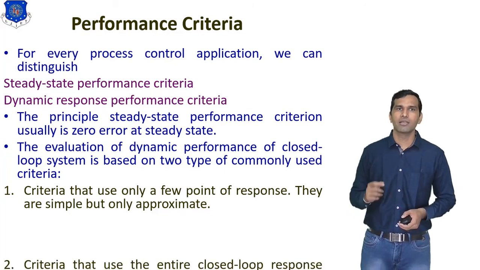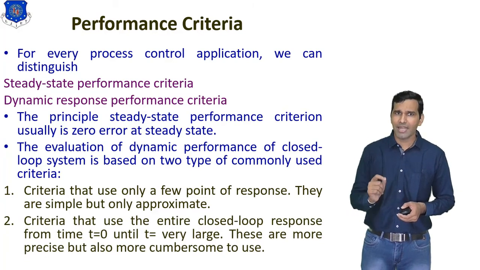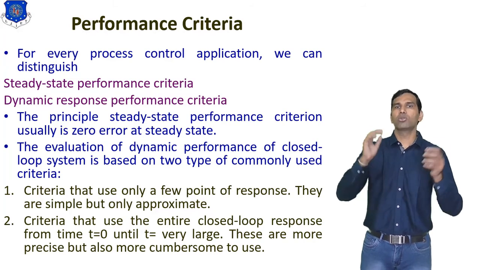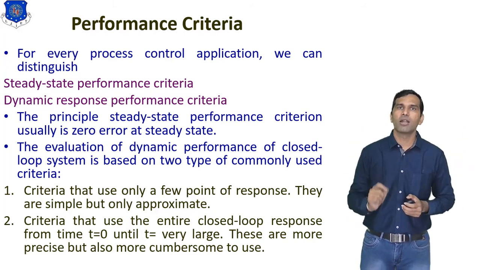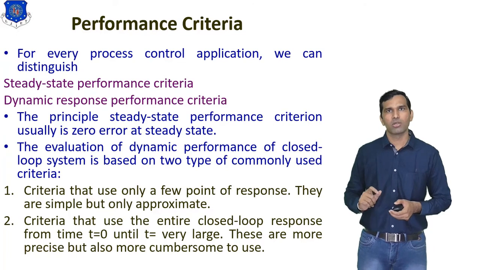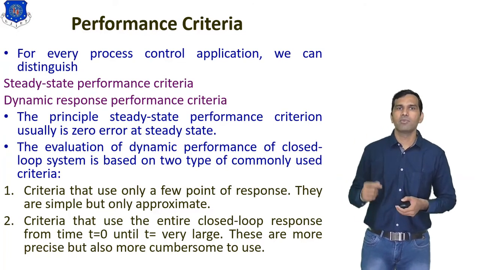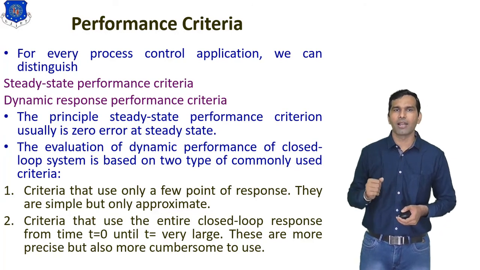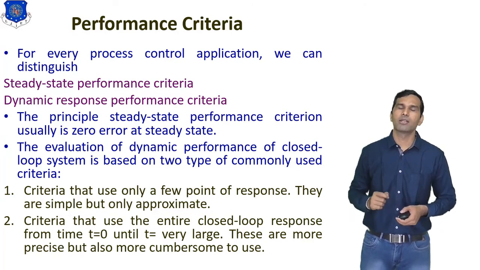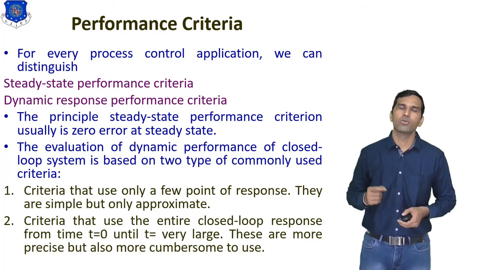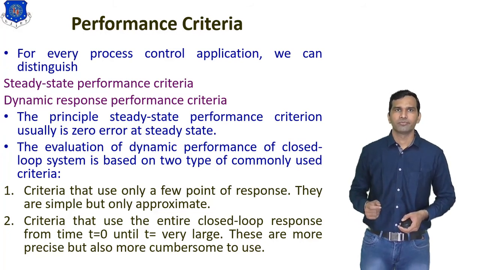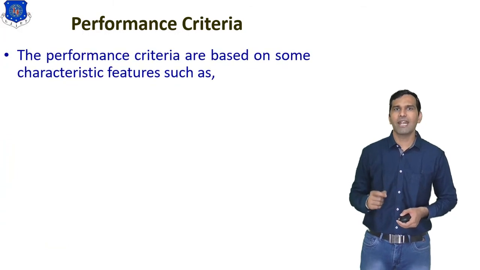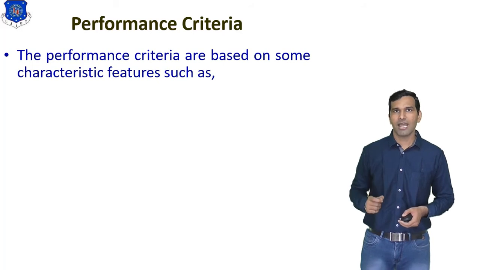And the second one is criteria that use the entire closed loop response from the time t equals 0 until the time t is very large. These are more precise but also more time-consuming to use. So the performance criteria are based on some characteristic features, which are these.